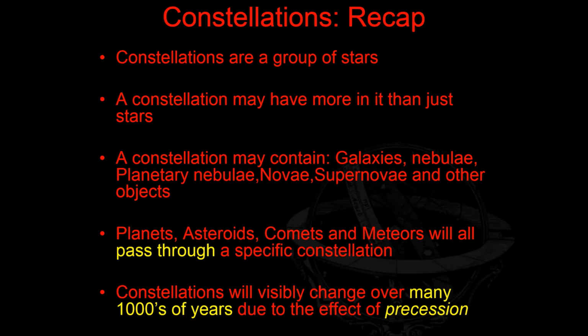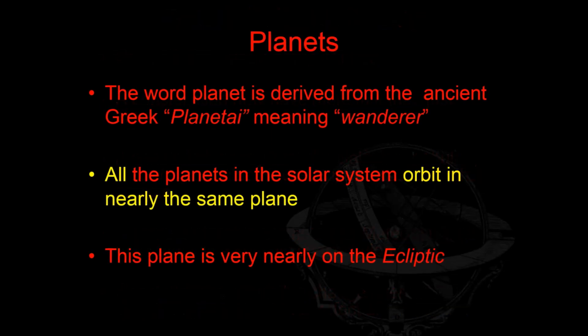So a planet on its journey across the sky will move through a number of constellations rather than being a member of any one group. And remember, constellations visibly change over many thousands of years due to things like precession. Planets, on the other hand, change much more quickly and for other reasons.